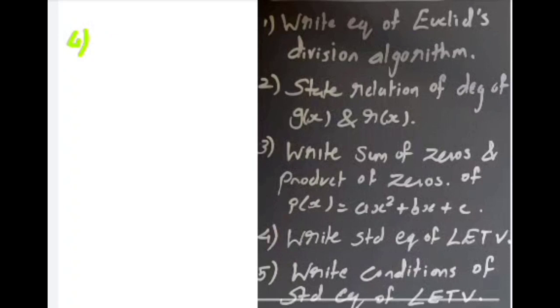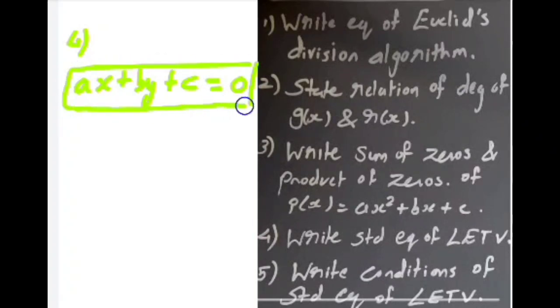Write standard equation of linear equation in two variables. So standard equation है ax plus by plus c is equal to 0. This is the standard equation. Now let's check the next one.